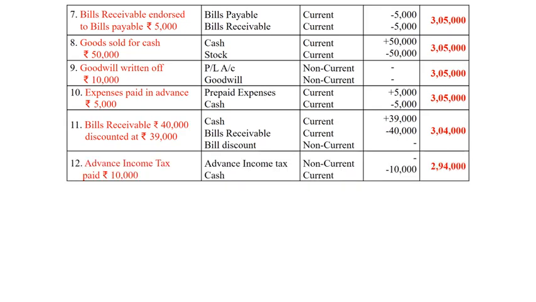Advance income tax paid. Advance income tax is treated as a non-current asset. Cash is treated as current. Therefore 2,94,000 is the revised working capital.